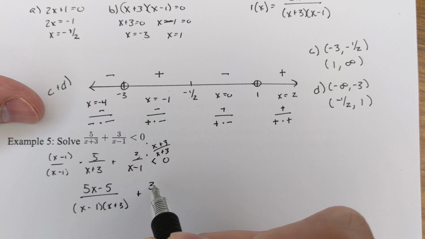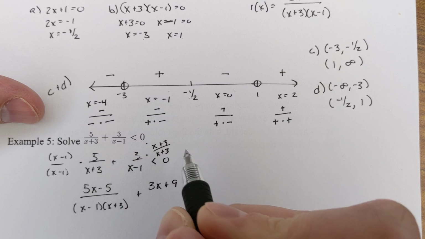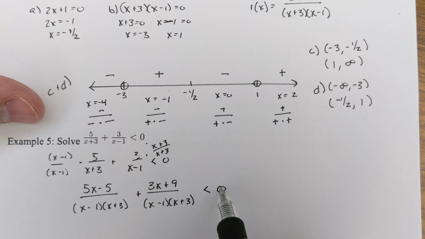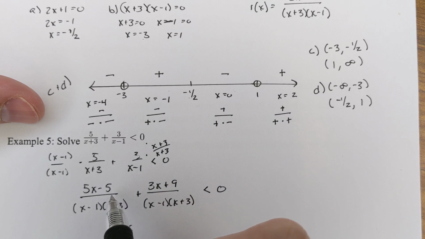Plus over here, I've got 3x plus 9, so distributing over x minus 1, x plus 3, less than 0. So combining like terms, that gives me 8x, 5x plus 3x, and then this one gives me minus 4. Nope, plus 4. So x minus 1, x plus 3.